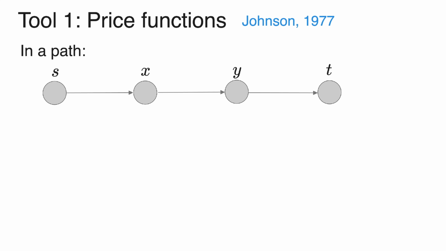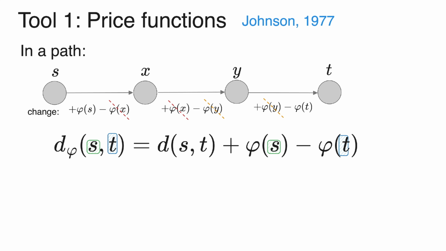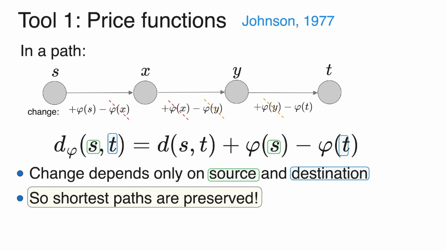So let's consider one s-t path. After we apply the price function, the edge weights are changed by these quantities. And we see all the intermediate terms cancel out. So the length change of the whole path turns out to be phi s minus phi t. So this implies for any two s-t paths, their weight change is the same, so the shortest s-t path will be preserved. So price functions don't destroy shortest path solutions.